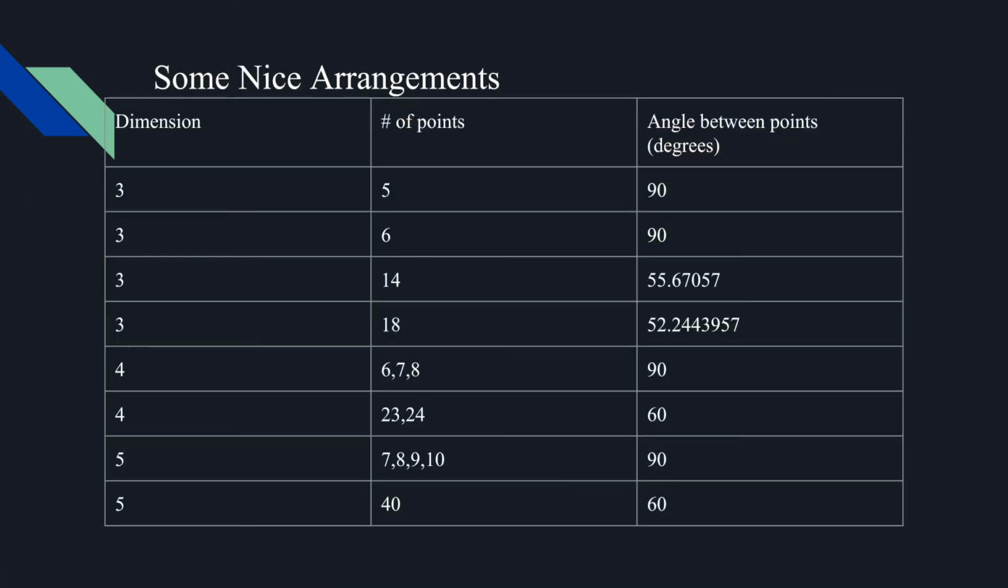And then some nice arrangements of points are here. You can see all of them have a nice angle except for 2 of them. And those 2 are special because if you take 3, 6 and you add a point in the middle of each face on that arrangement of points, you will get 3, 14. And that's going to be a nice arrangement. And then if you add a point in between every side of 3, 6, the line between 2 points, you get 3, 18. So those are also going to be 2 nice arrangements.